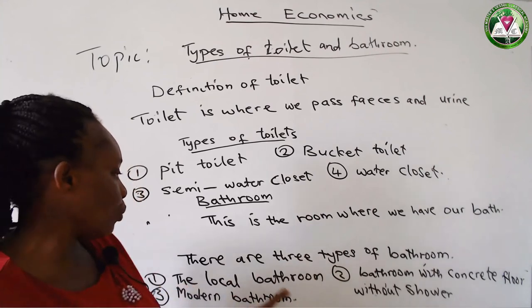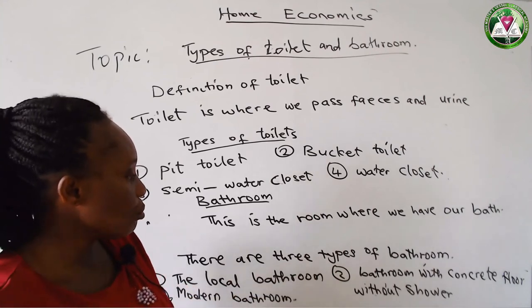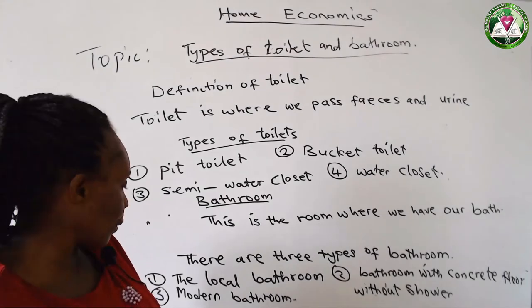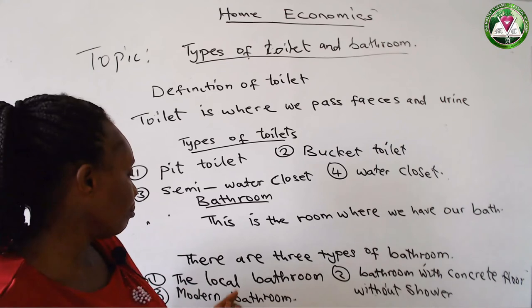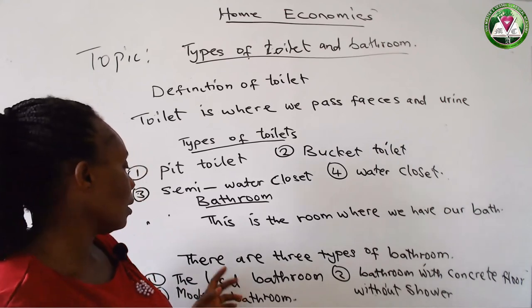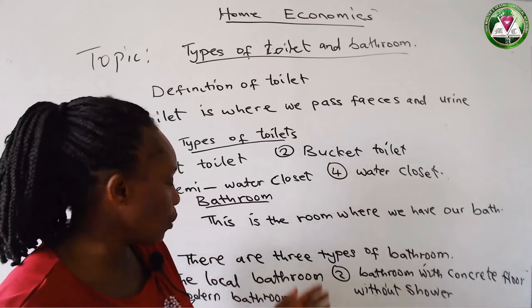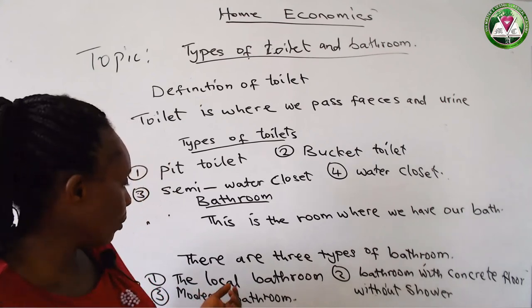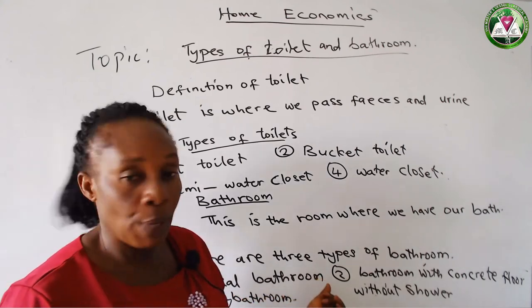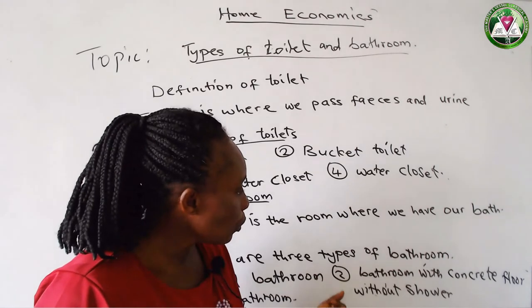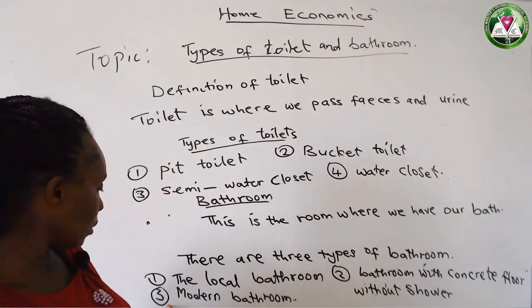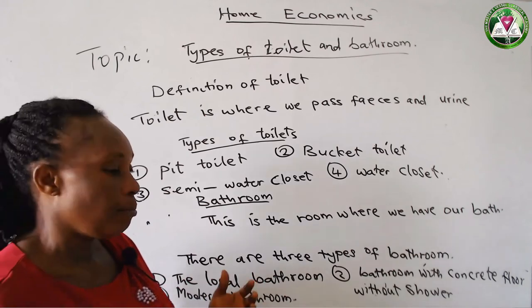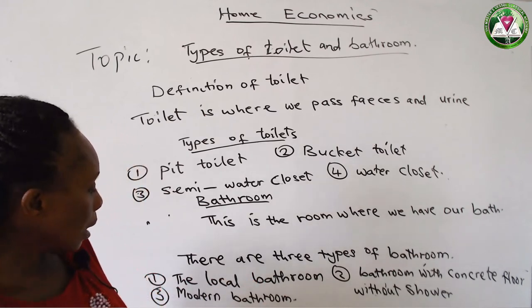There are three types of bedroom. Number one, local bedroom. Number two, bedroom with concrete floor without shower. Number three, modern bedroom.